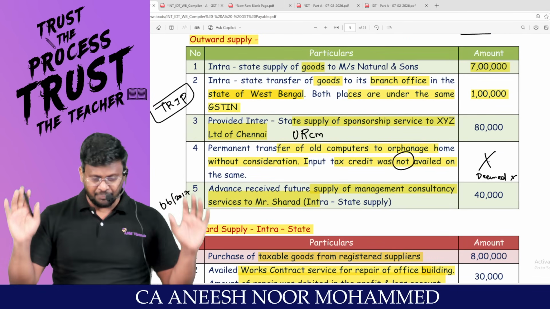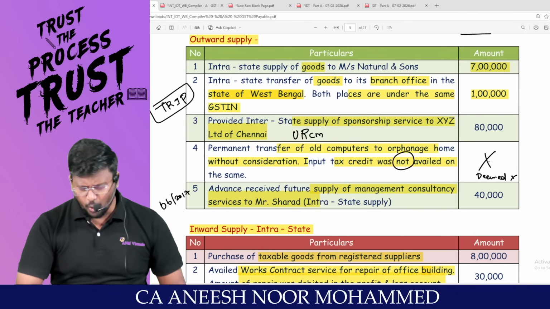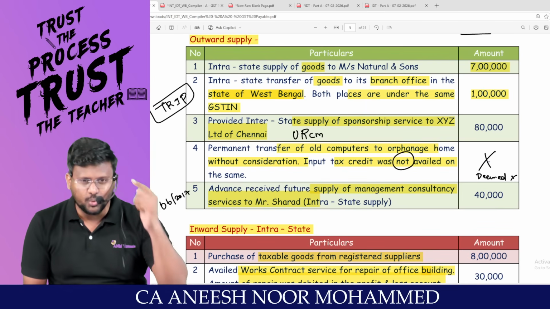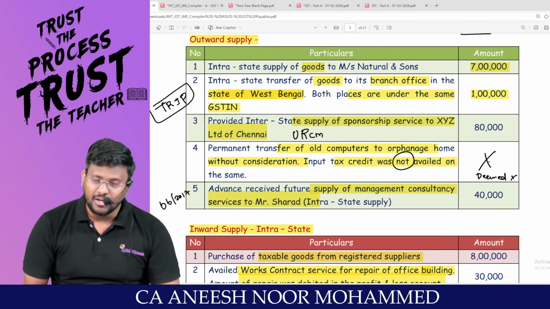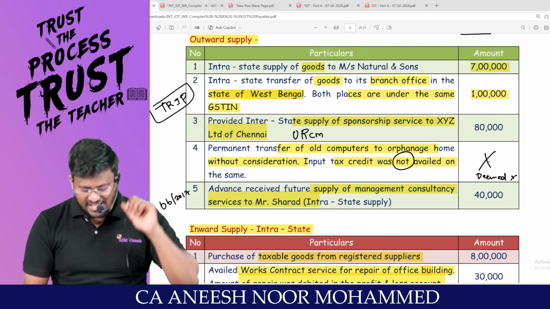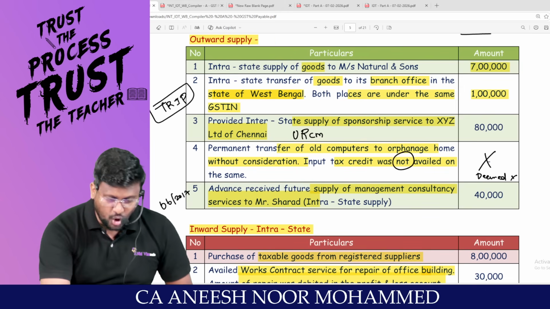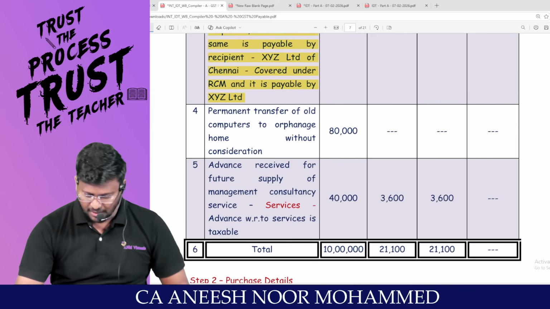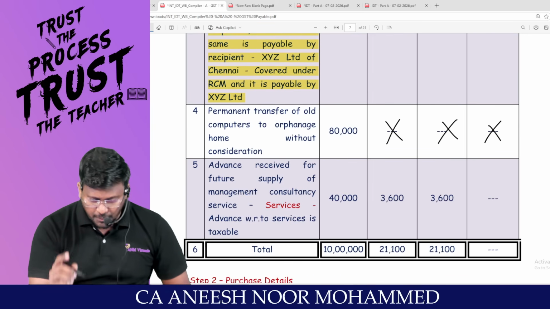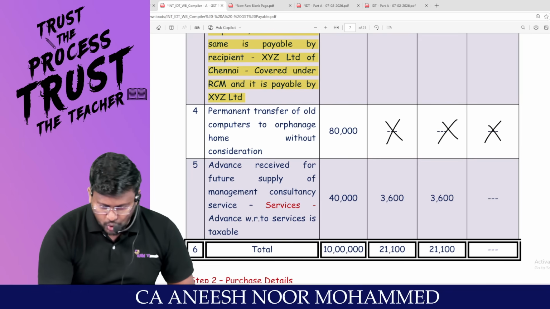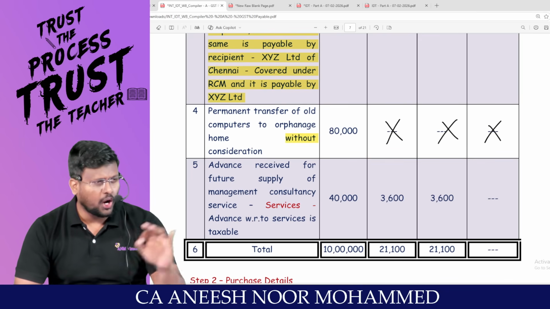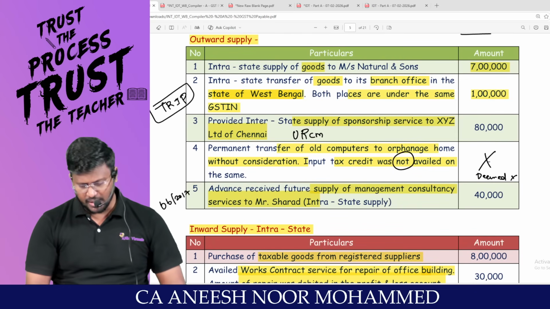Are you comfortable? Permanent transfer of old computer to orphanage home without consideration. Every student will think that permanent transfer or disposal of business asset is taxable, but that is not the matter. Where ITC has been availed. ITC was not availed on the same. Then my dear lovable students, there is no output tax liability at all. Permanent transfer of old computer to old age home without consideration. There is no output tax liability. Fourth point also comes to an end.